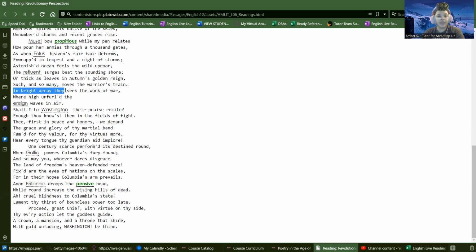So in bright array, they seek the work of war, where high unfurled the ensign waves in the air.